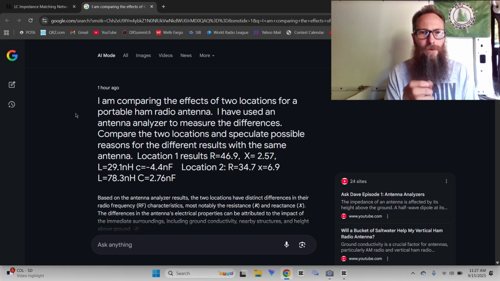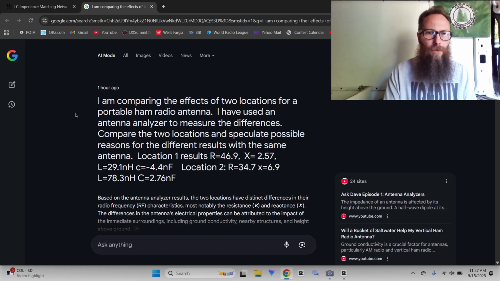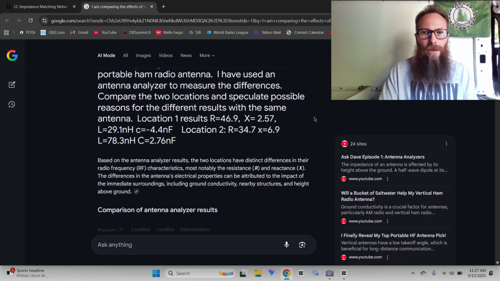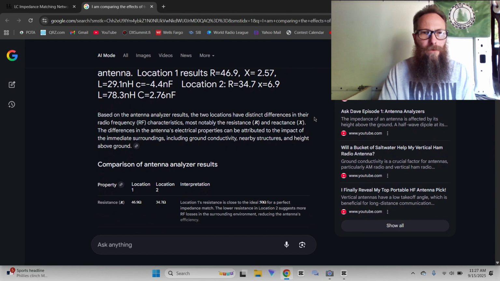So you have to set somewhat of parameters of what you're looking for and some of the information. Then you have to ask it what to do. Compare the two and speculate possible reasons. So I'll just go through some of this briefly.